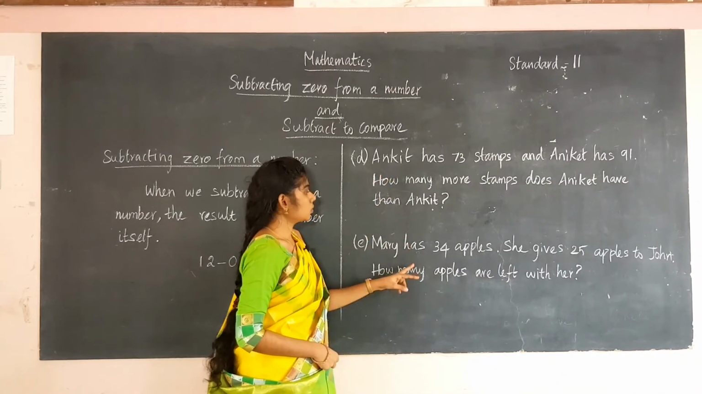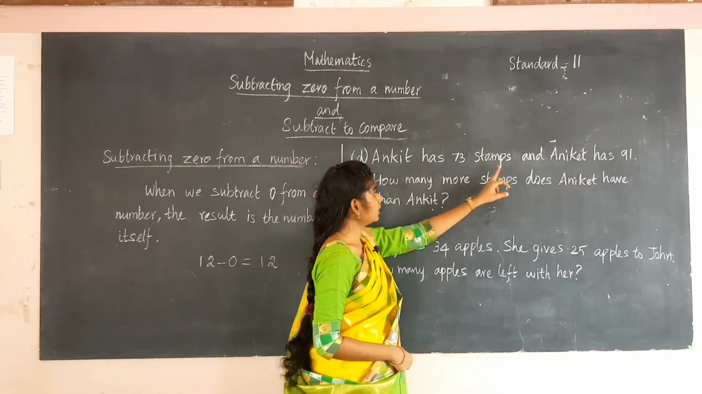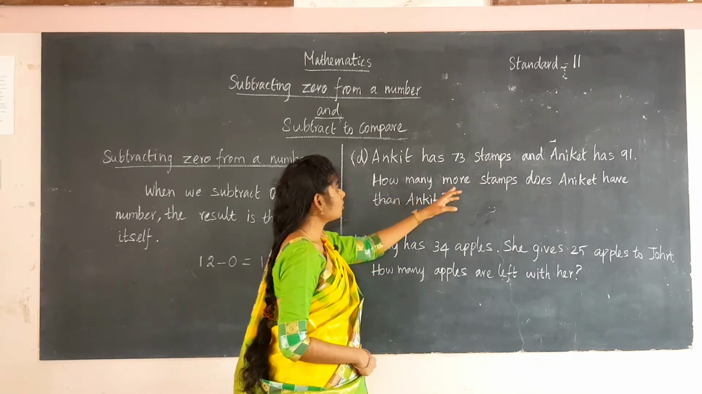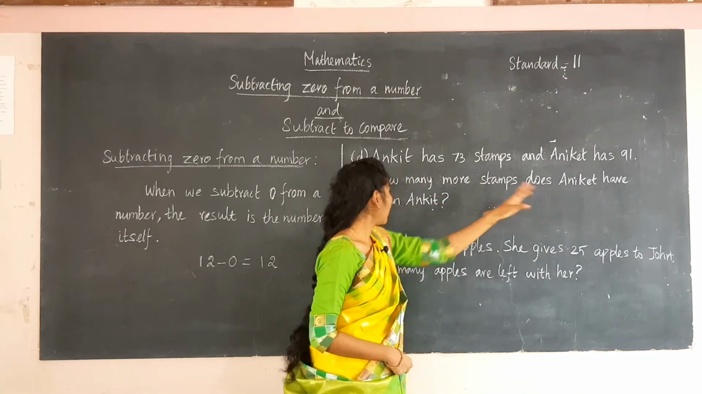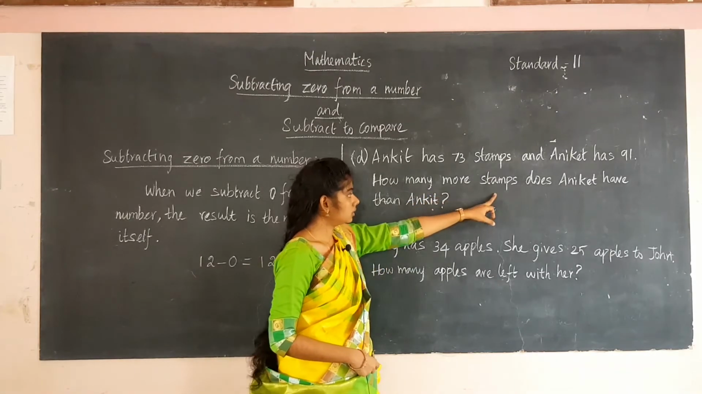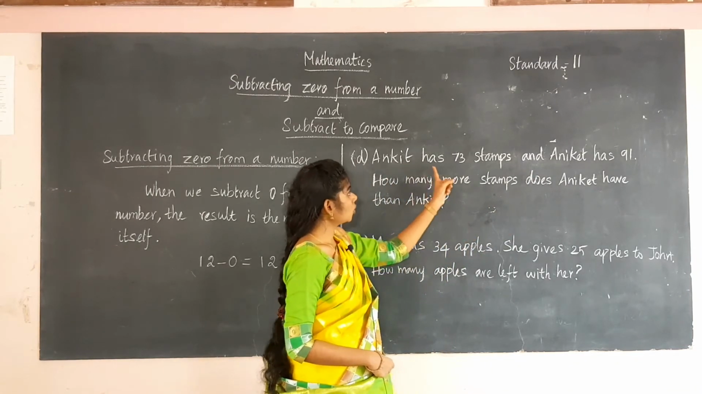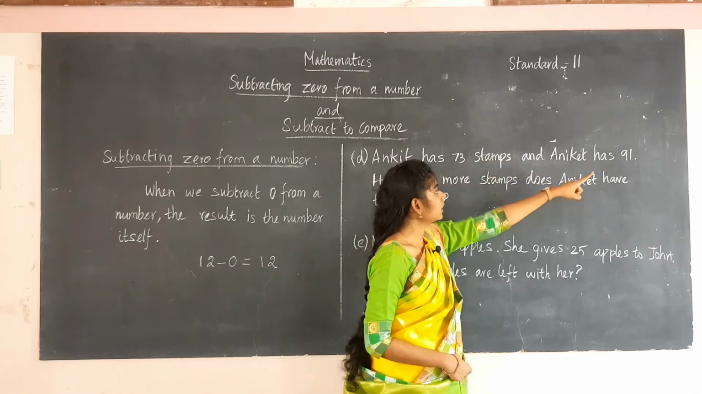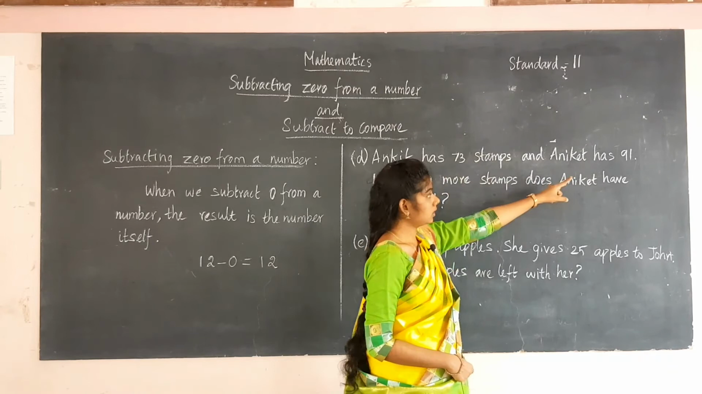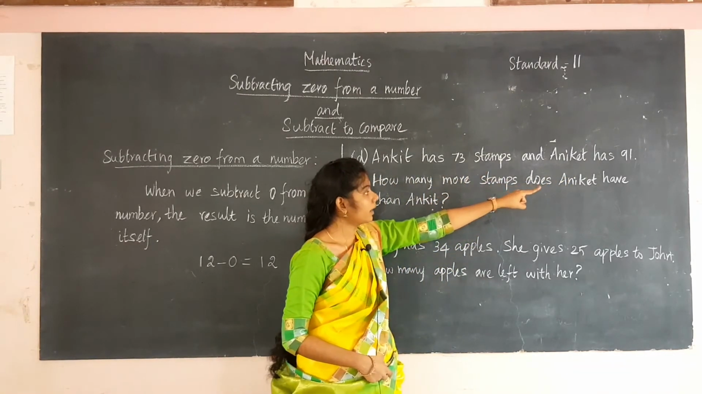Now these two questions are homework sums for you. The first one is: Ankit has 73 stamps and Aniket has 91. How many more stamps does Aniket have than Ankit? There are two numbers given here, 73 and 91, for Ankit and Aniket. We have to compare these two numbers of stamps.